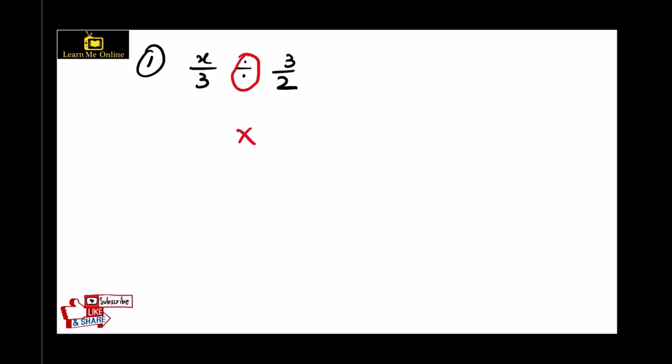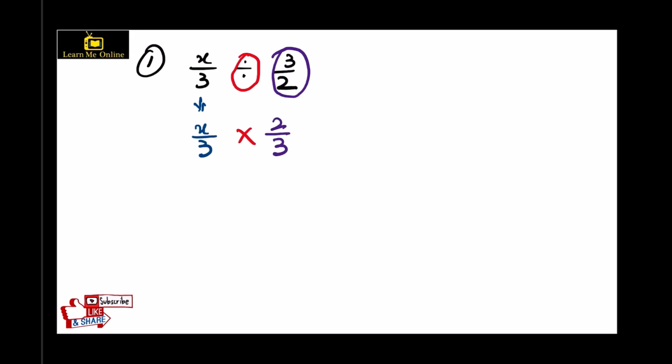So the first fraction stays the same. The first fraction, x over 3, remains the same. But we're going to flip the second fraction. So if it's written as 3 over 2, we'll write it as 2 over 3.